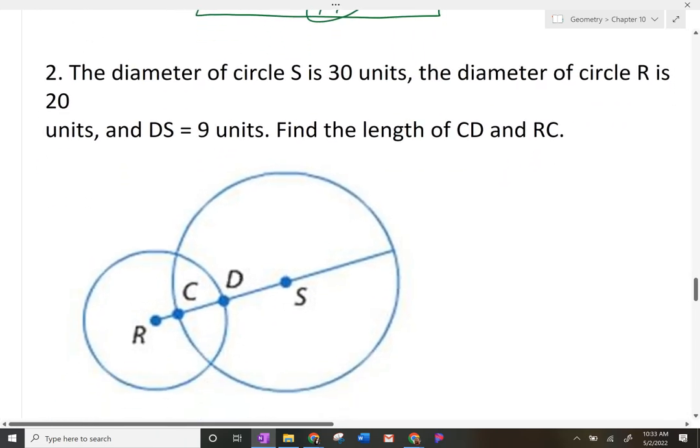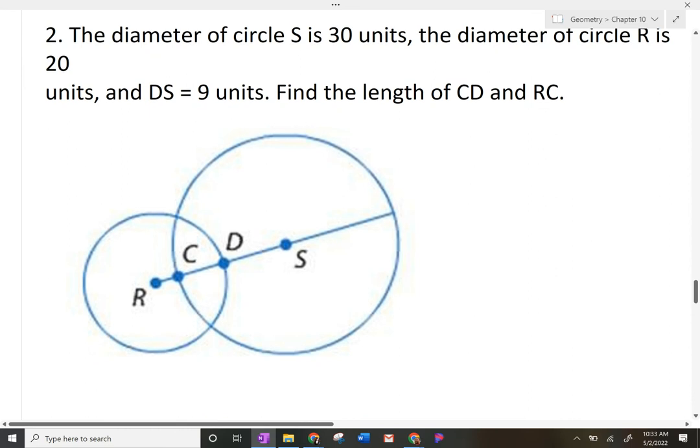This will be kind of the same thing. So I'll have you guys talk me through it, and then I'll give you a chance to make it work. All right, you guys talk me through it. Diameter of circle S is 30 units. So what's the radius of circle S? 15. You guys got that part down. So this distance here to here is 15. The diameter of circle R is 20 units. What's the radius? 10. You got it.